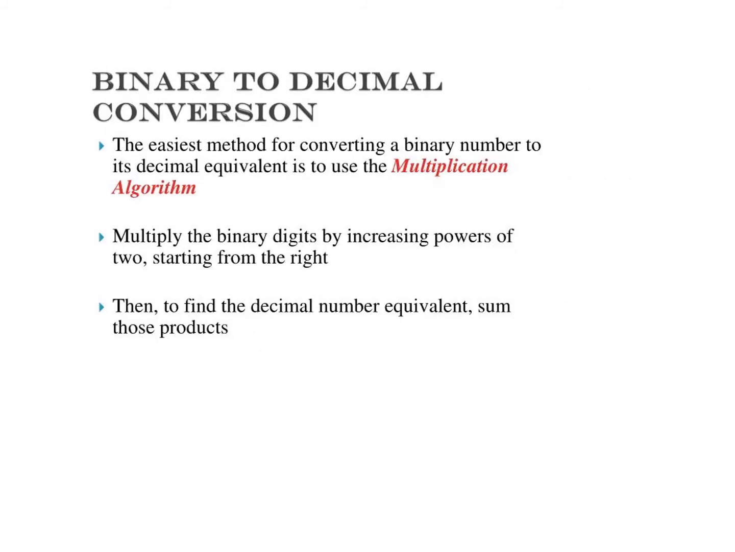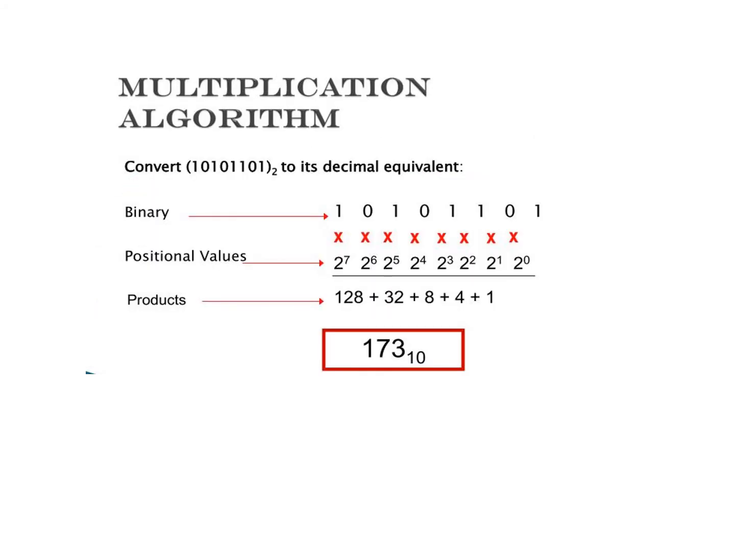Binary to decimal conversion. The easiest method for converting a binary number to its decimal equivalent is to use the multiplication algorithm. Multiply the binary digits by increasing powers of 2 starting from the right. Then, to find the decimal equivalent, sum those products. Here, with the multiplication algorithm, we convert 10101101 to its decimal equivalent.